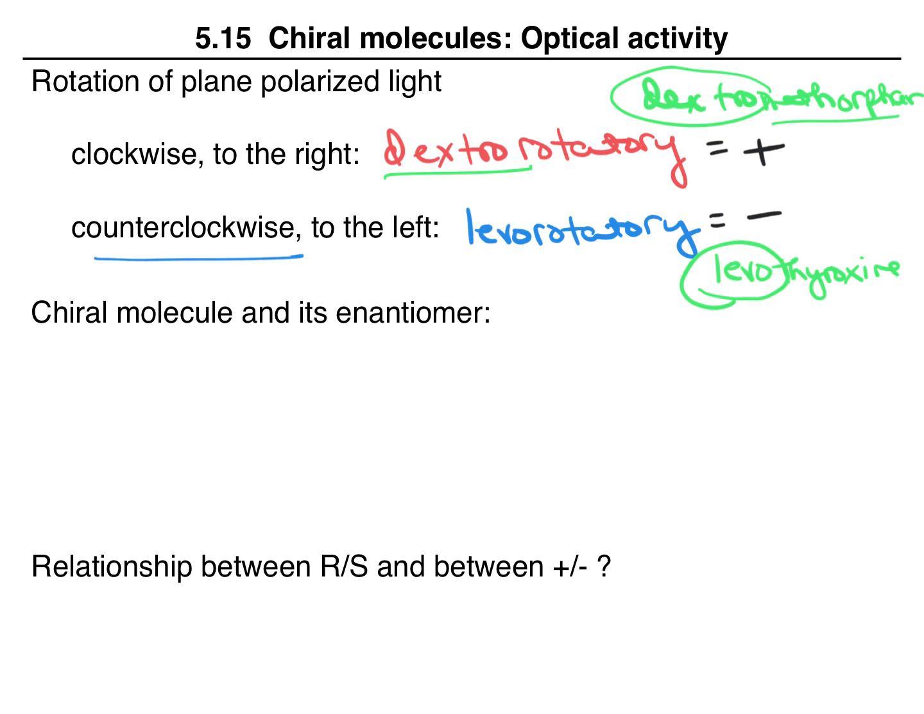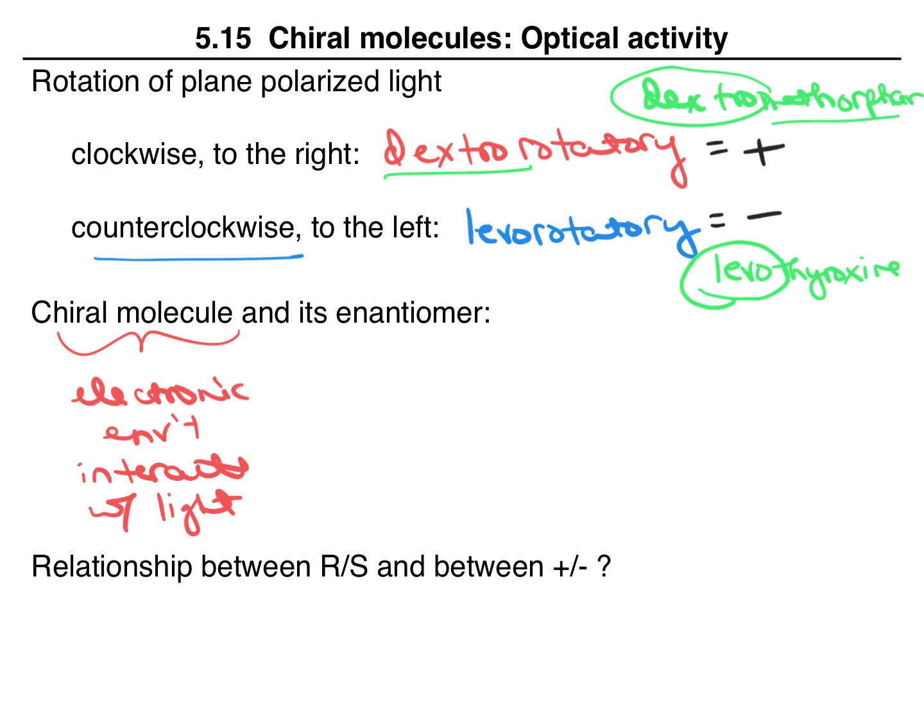If we consider a chiral molecule, it has a particular electronic environment, which is going to have a particular interaction with light, leading to a rotation. Now, the enantiomer, this is the mirror image, it is going to have the opposite electronic environment. So it has the opposite interaction with light, and so it rotates in the opposite direction.